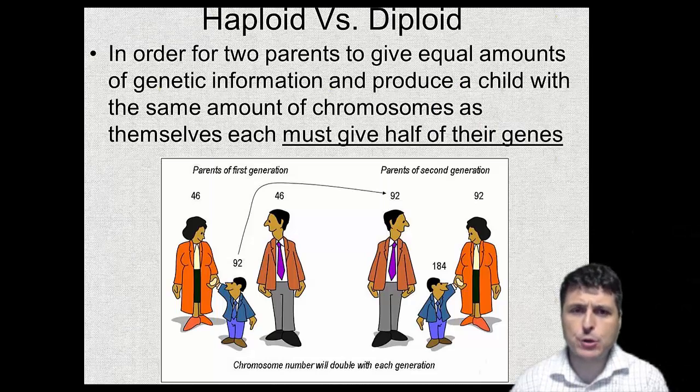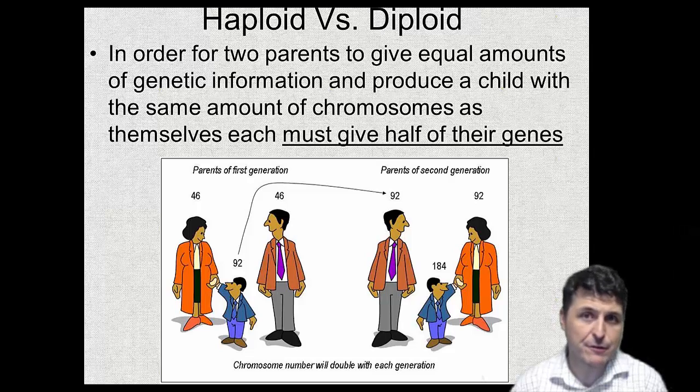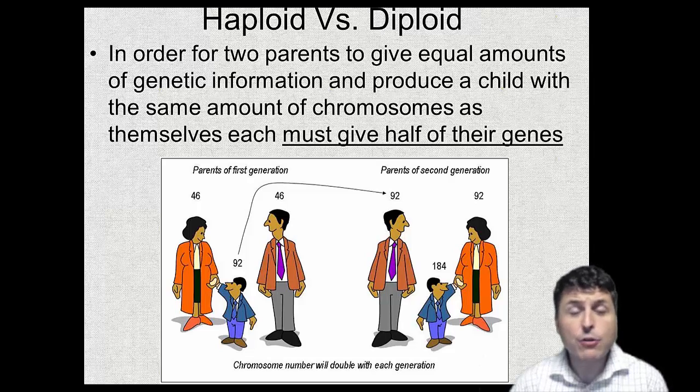Now, in order for two parents to give equal amounts of genetic material and then produce a child with the same amount of chromosomes as themselves, each parent must give half of their genes. If instead they gave all of their genes, the chromosome number would actually double with each subsequent generation, providing offspring with way too many chromosomes than are necessary for the traits that they need to inherit.